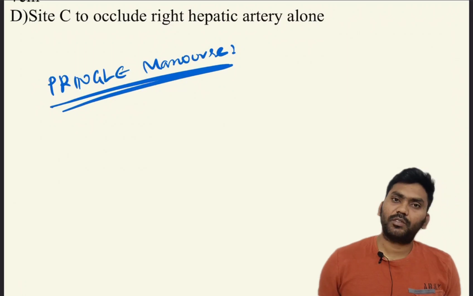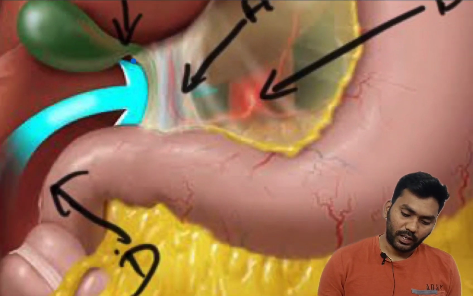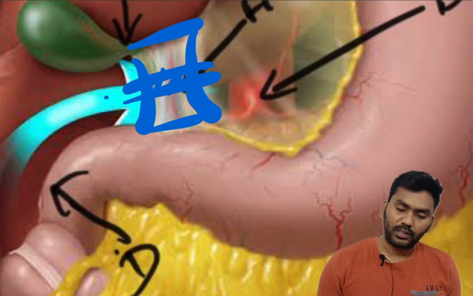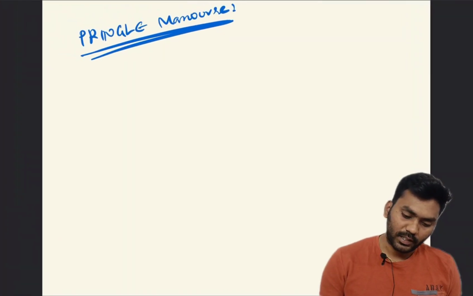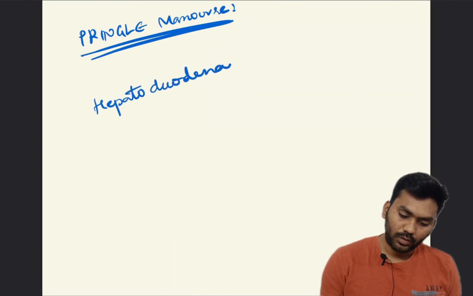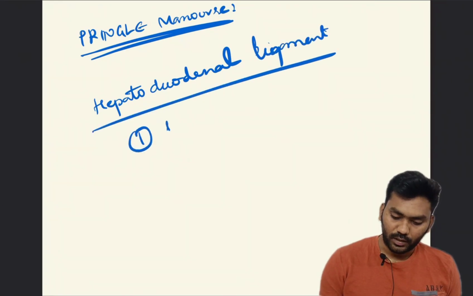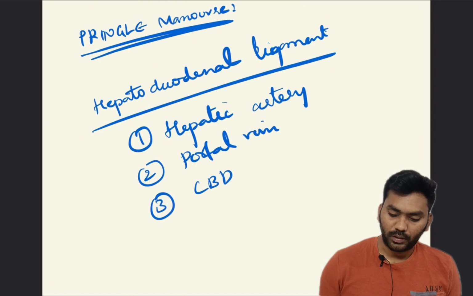It is the application of a clamp over the hepatoduodenal ligament. So here we have the hepatoduodenal ligament, and application of a clamp over this place is called the Pringle maneuver. This hepatoduodenal ligament contains 3 important vital structures. The first structure is the hepatic artery. The second important structure is the portal vein, and the third important structure is the CBD, common bile duct.